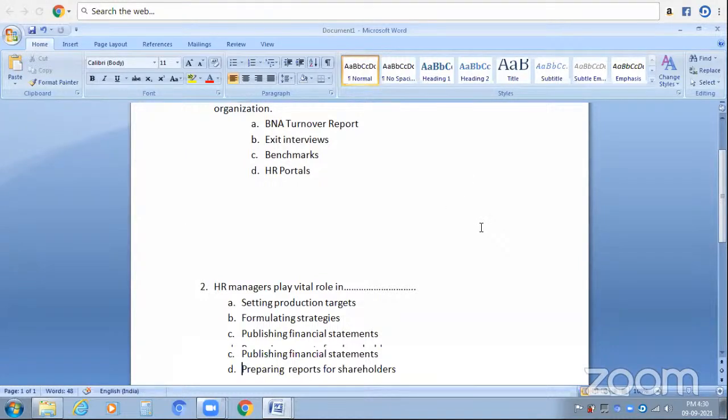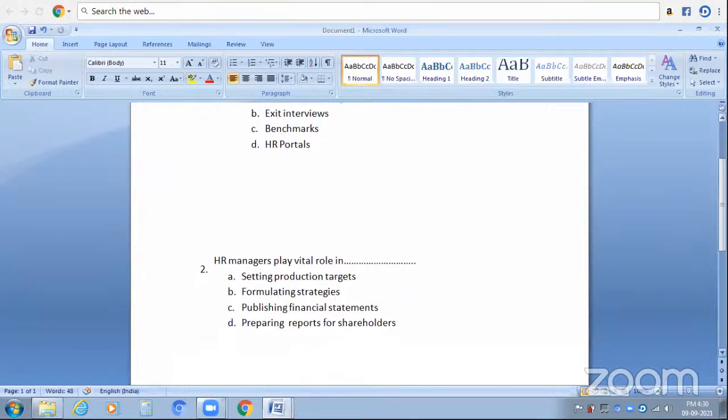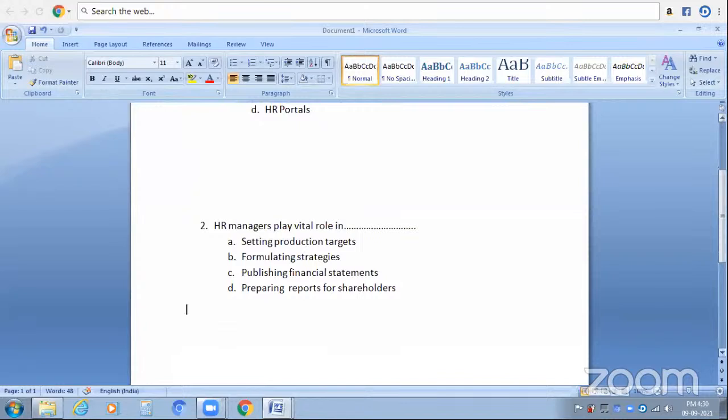HR managers play a vital role in getting production. May I know who is presenting this now? Yeah, sir, Janana. Okay, sir, fine. So, two questions. HR managers play a vital role in... Sir, formulating strategies is the answer here. HR managers will not be involved in production, financial statements, or reports for shareholders. So they go ahead with formulating strategies. The two questions are recollected questions. That's why I presented them. Okay, sir. Thank you, ma'am. If any question is there, you can ask.